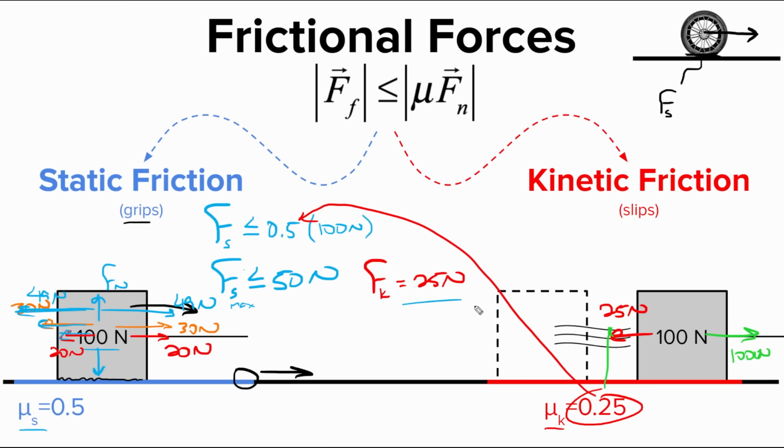Kinetic friction is just the value. So when you're using this formula for kinetic friction, it's just always equal to that value. When we're using it for static friction, what you're really getting here is the maximum possible static friction.